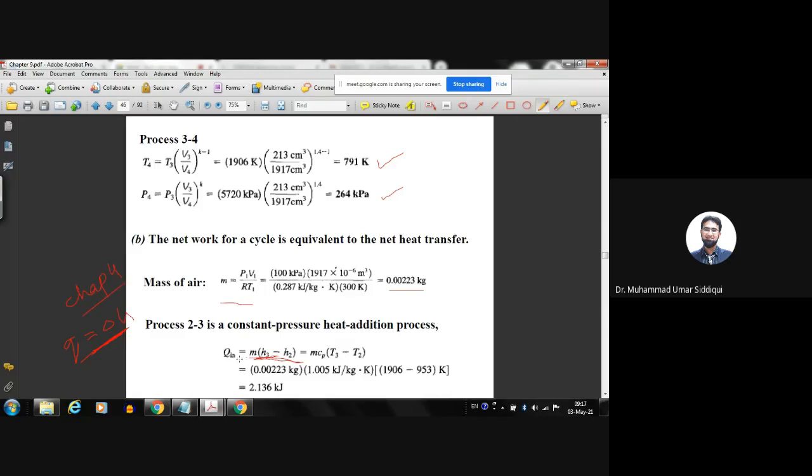So here, this is a constant pressure process. So Q is equal to m delta H, or we can write it as m Cp delta T, because it is the cold air standard assumption, or the constant specific heat values we are going to be using. So we know what Cp is, we know T3 and T2 and m, so we can determine the amount of heat in.